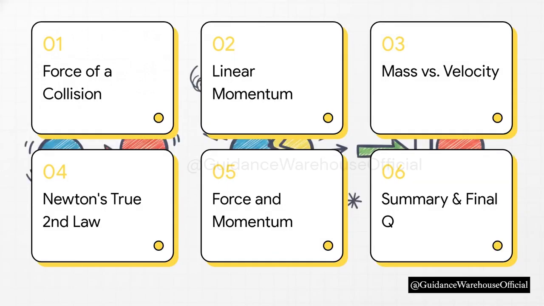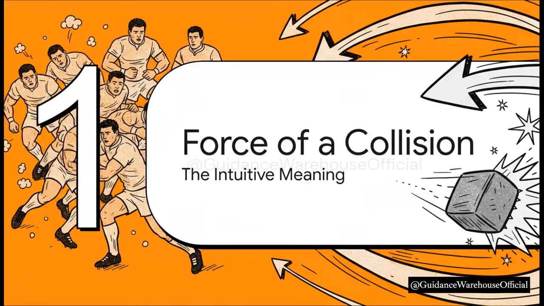By the end of this explainer, you are going to deeply understand this concept. We'll be looking at the force of a collision, defining linear momentum, calculating mass versus velocity, unlocking Newton's true second law, applying force to momentum, and wrapping up with a summary and a final question. Let's dive in. Section 1.